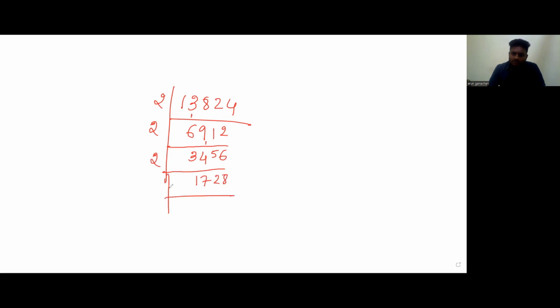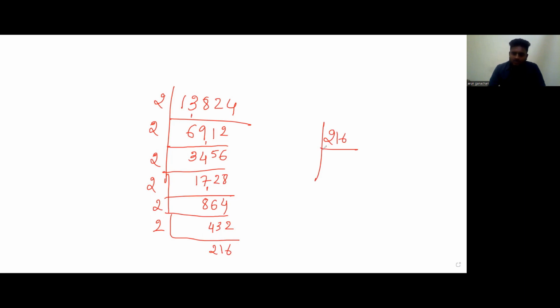Then again if I divide by 2, what will I get? 2 8s are 16. 1 is the remainder, 12. 2 6s are 12 and 2 4s. Yes or no? I'll divide it again by 2. How much am I getting? I'm getting 432. Then I'll divide it again by 2. What will I get if I divide by 2? It will be 216.